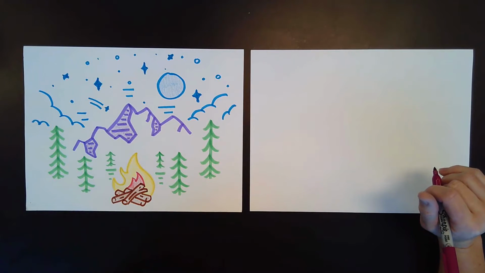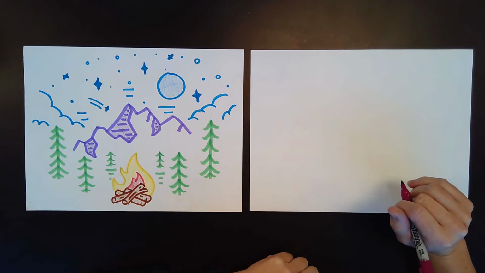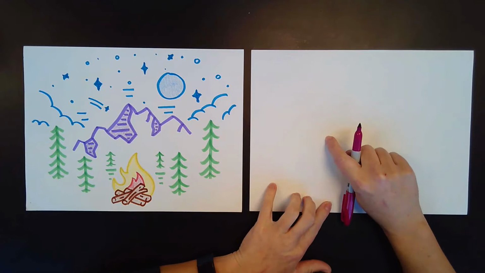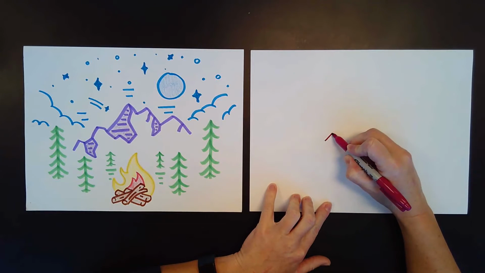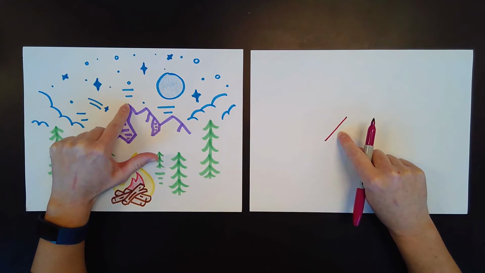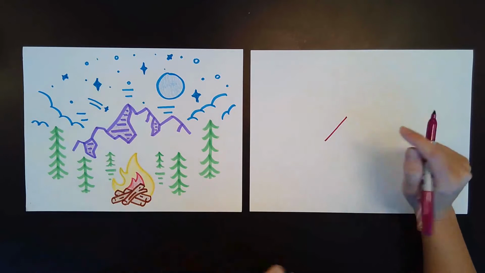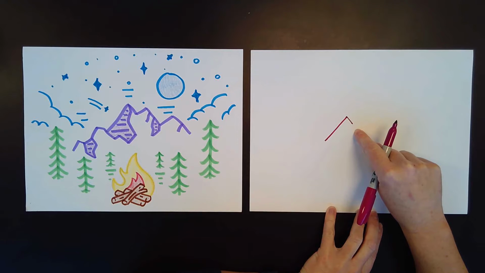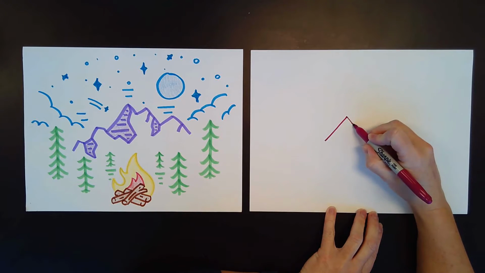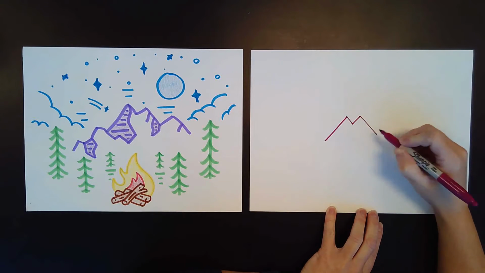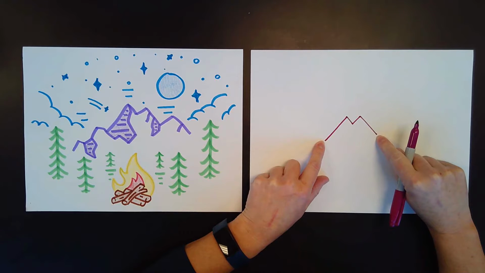Okay, so the first thing we're going to do is we are going to start in the middle with our mountains. Okay, so right here in the very middle of your paper, you're going to make a diagonal line. We're starting with this mountain right here. So I make a diagonal line and I'm going to come down. I'm going to go back up, back down. So it kind of looks like a capital letter M.